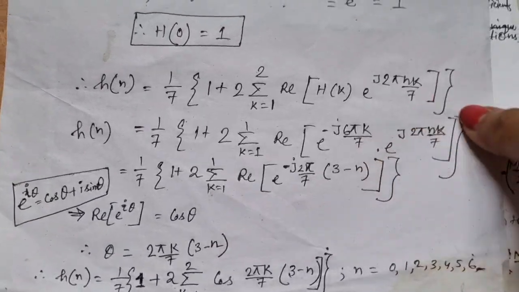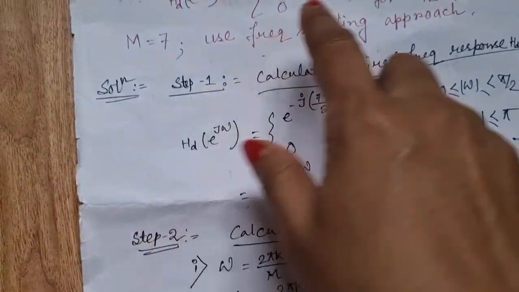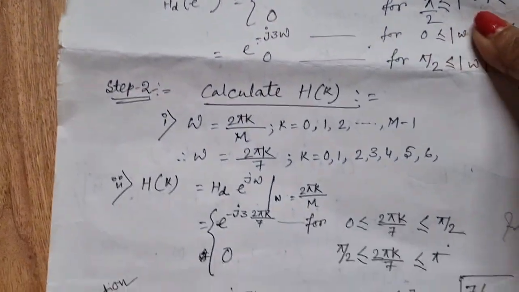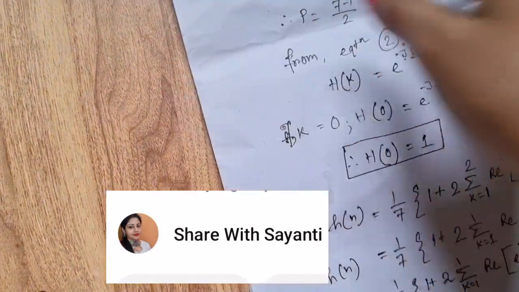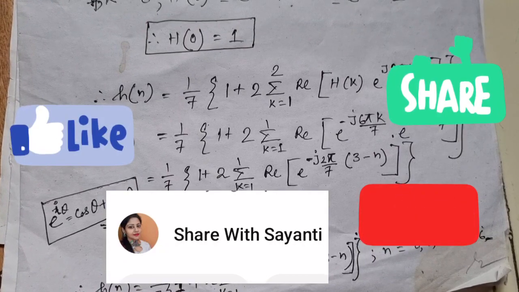So dear students, I think you can understand. Please solve it as per the formula, step by step. By using these 3-4 steps we can understand definitely, and you can design your FIR filter by using the frequency sampling technique.